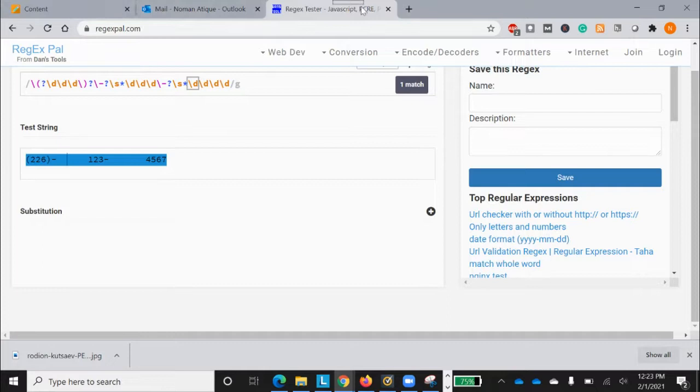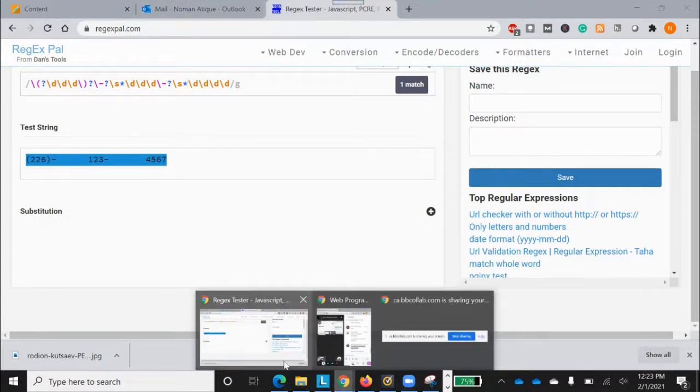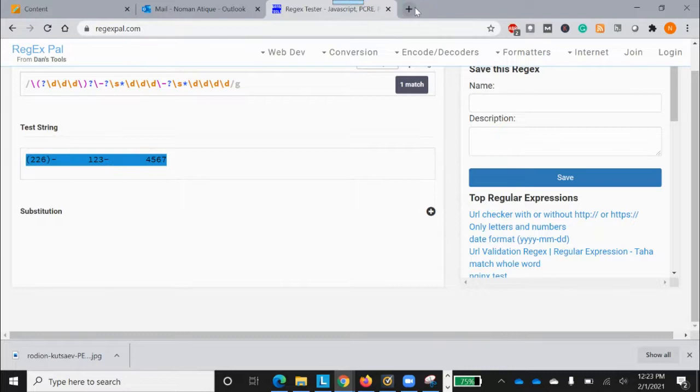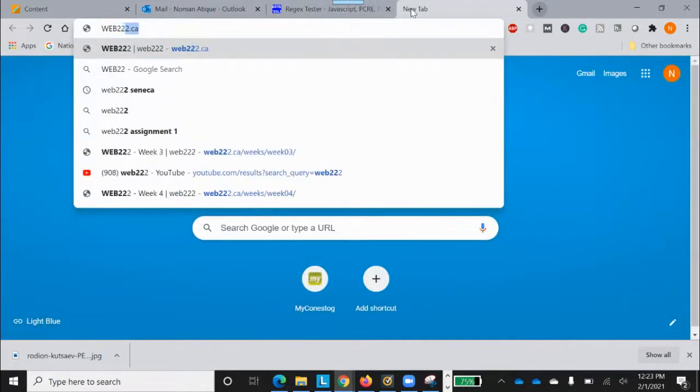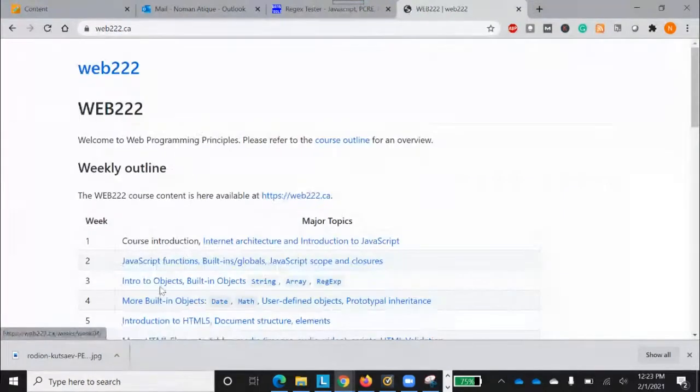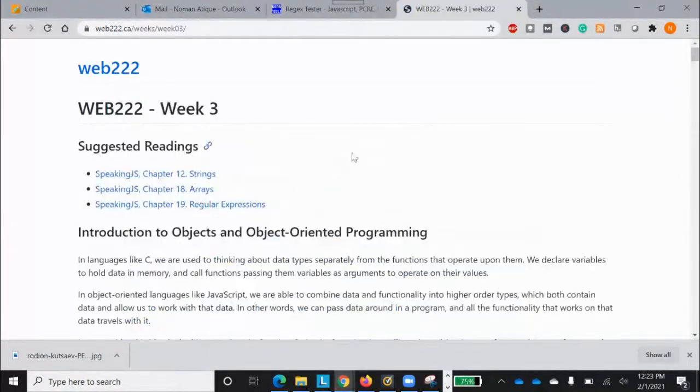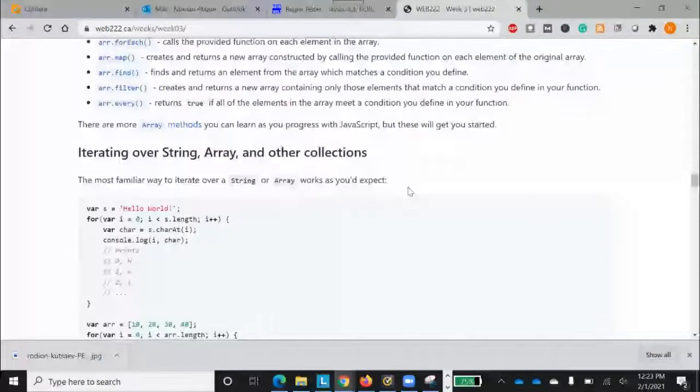Now let's talk about something interesting, something that we were just talking about. We were talking about the notes of this week, the third week, and let me talk about a few important things. So now we have talked about regular expressions.